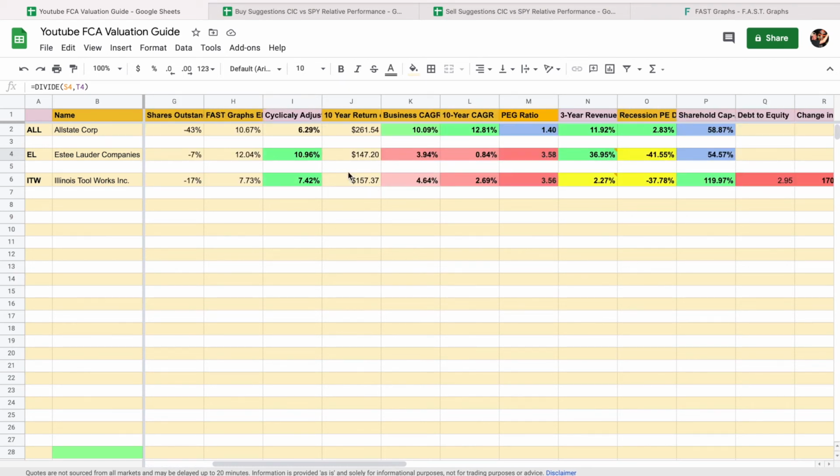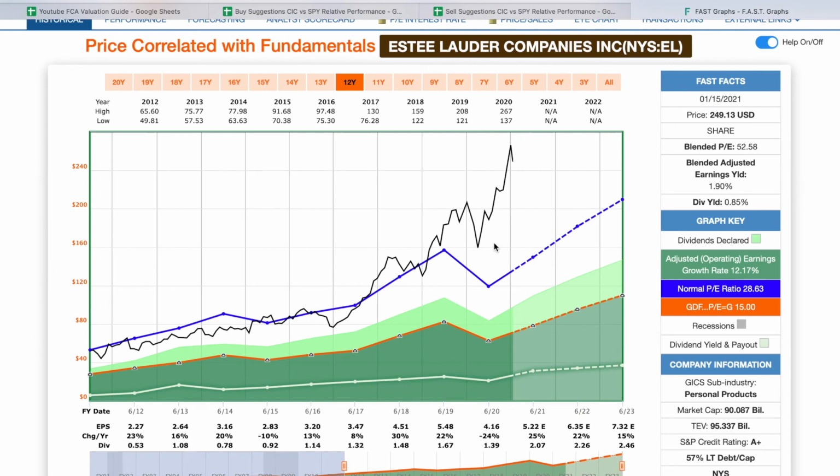And there I have 10%. They haven't bought back many shares, so this isn't too hard to calculate really. They have one downturn to take into account. The current downturn was actually shallower than the last recession. So I have about 11% growth. We'll see what Fast Graphs has. They have about 12. That logically makes sense.